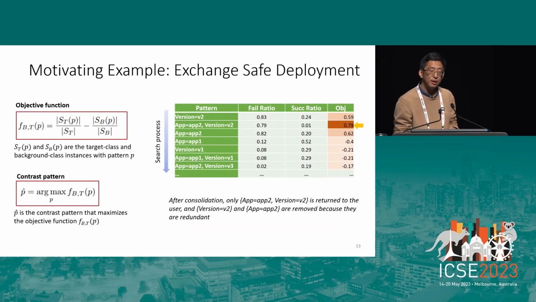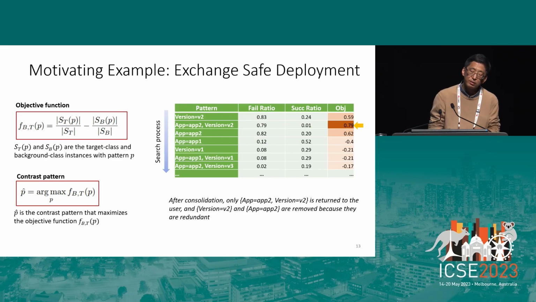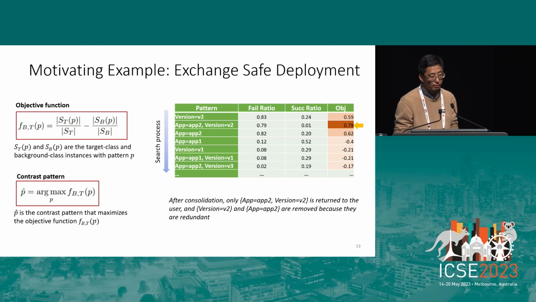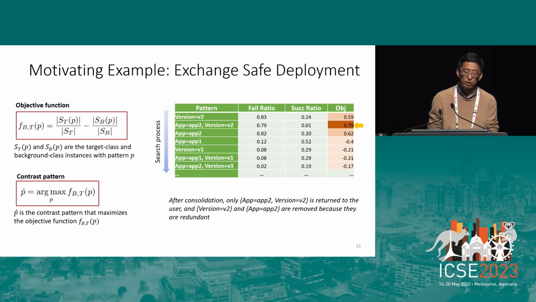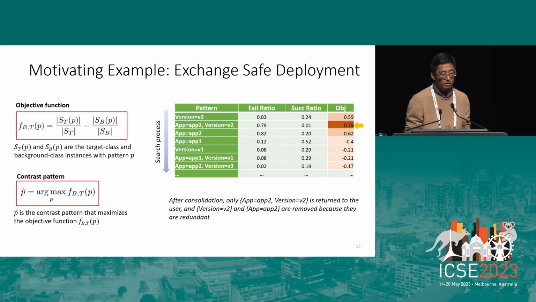Right, so as the example, for the Microsoft Exchange problem, we define the objective function like this. It computes the difference between the number of patterns in the target class and the number of patterns in the background class. We try to maximize this difference in our search. So we search for the pattern that maximizes the objective function.